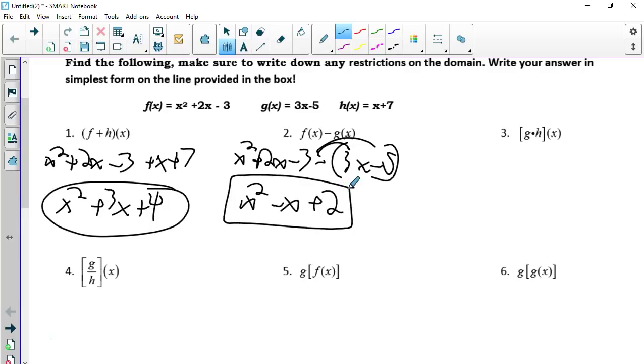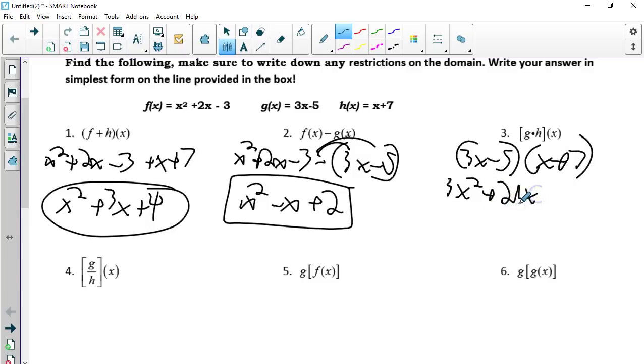Now g times h, so that's just 3x minus 5 times x plus 7. And then we FOIL or distribute. So 3x squared plus 21x minus 5x minus 35. Combine like terms, then we get 3x squared plus 16x minus 35.